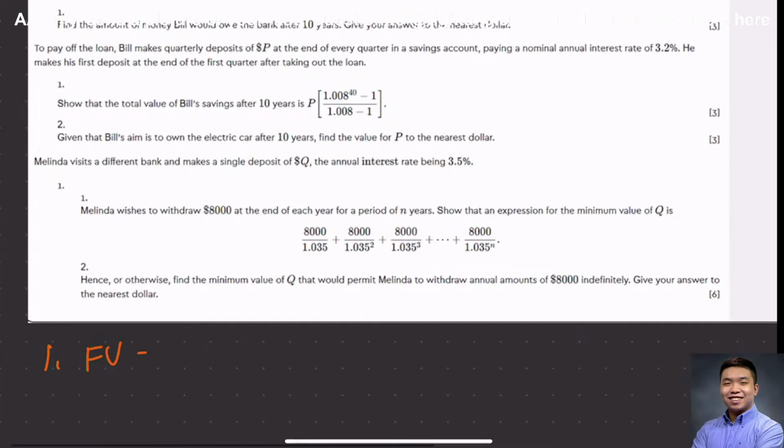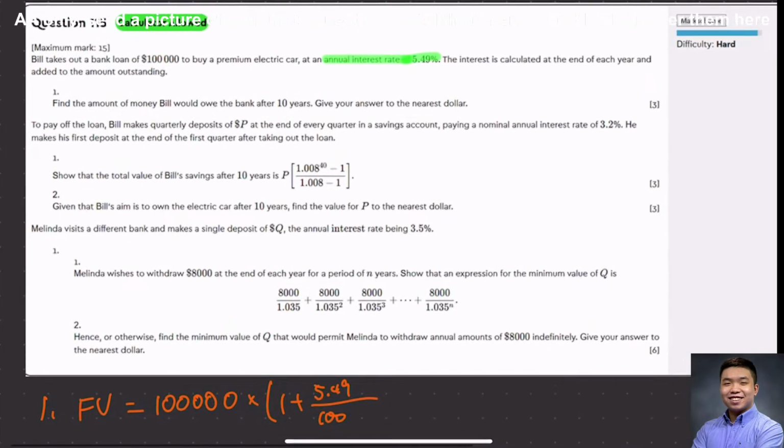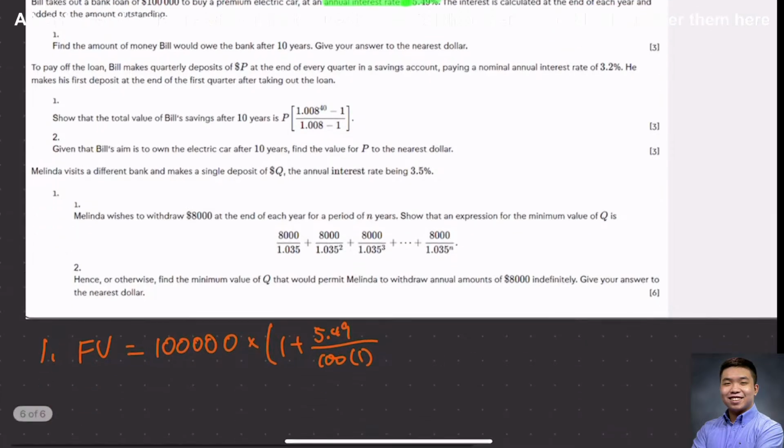So future value is equal to the present value, which is 100,000, times 1 plus your annual rate. Your annual rate is 5.49, divided by 100 times the number of times you get paid per year. The number of times is once because you get paid at the end of each year, right? And then you do this for 10 years, times 1. So the result of this would be 170,653.